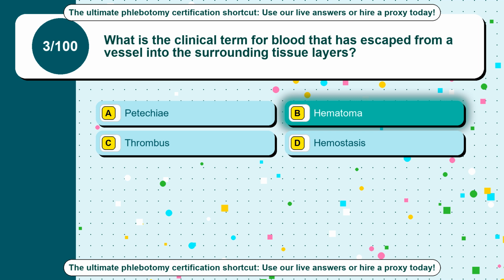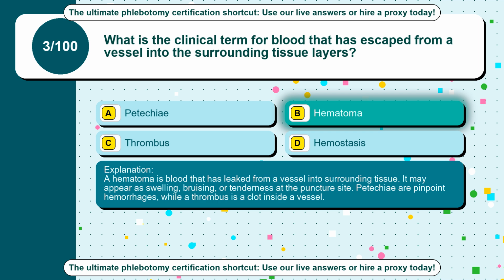Hematoma. A hematoma is blood that has leaked from a vessel into surrounding tissue. It may appear as swelling, bruising, or tenderness at the puncture site. Petechiae are pinpoint hemorrhages, while a thrombus is a clot inside a vessel.